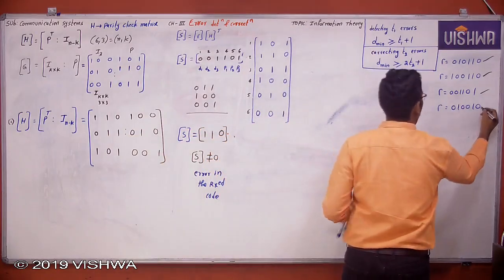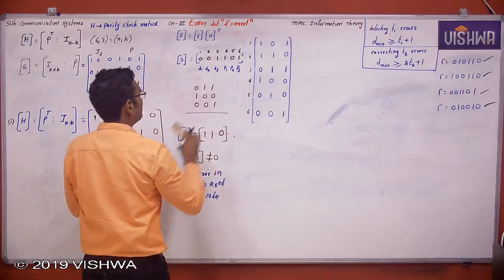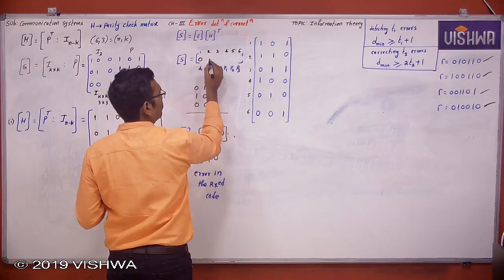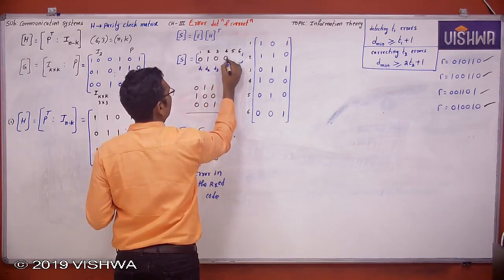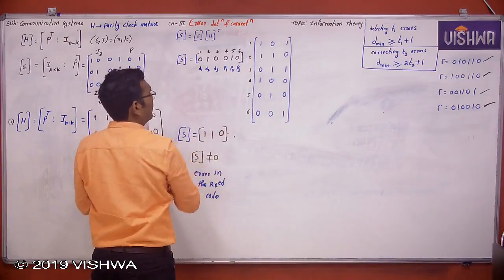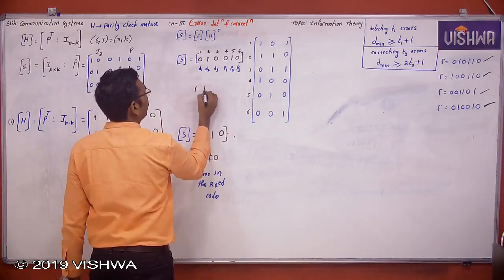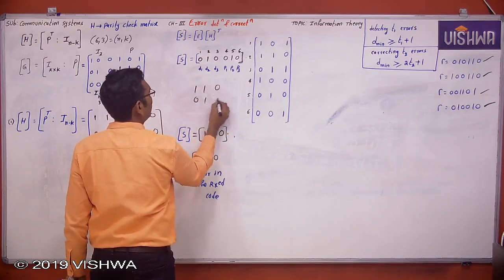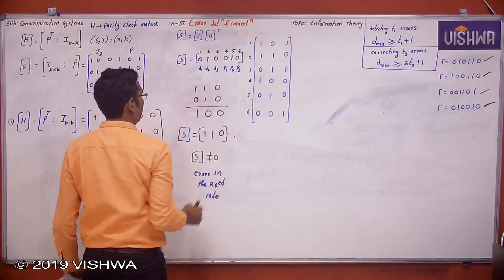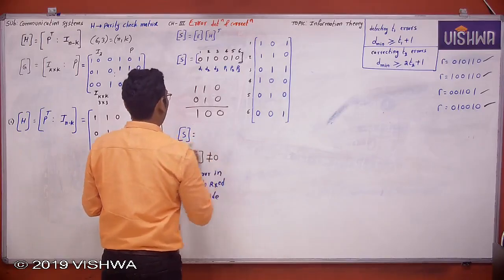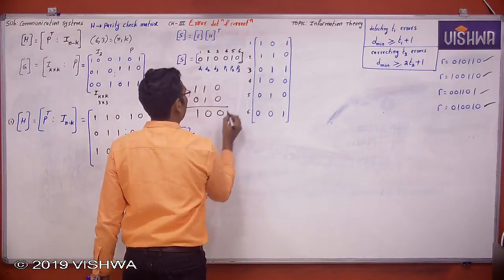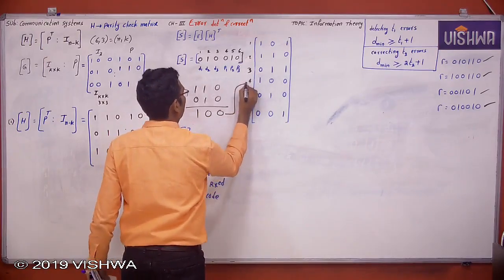Now what is the fourth one? The fourth one is 0 1 0 0 1 0. Now the second bit position is 1 1 0 and the fifth bit position is 0 1 0. Therefore 0 1 1 0 1. Now the syndrome matrix is not equal to 0, error in the received code, and this 1 0 0 is the fourth bit.